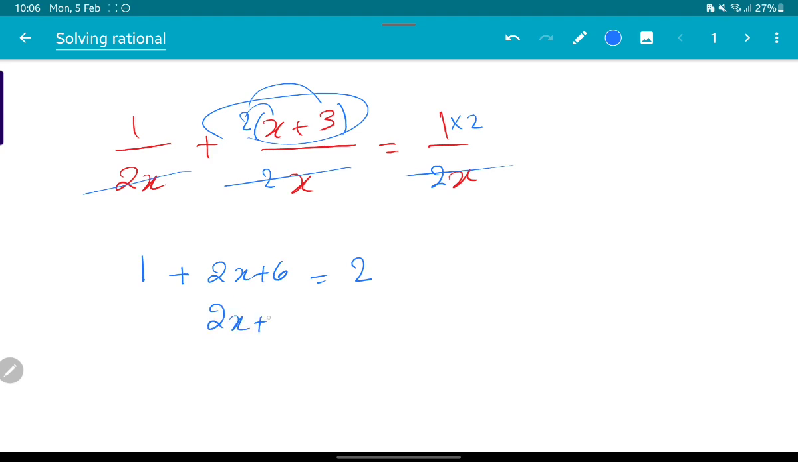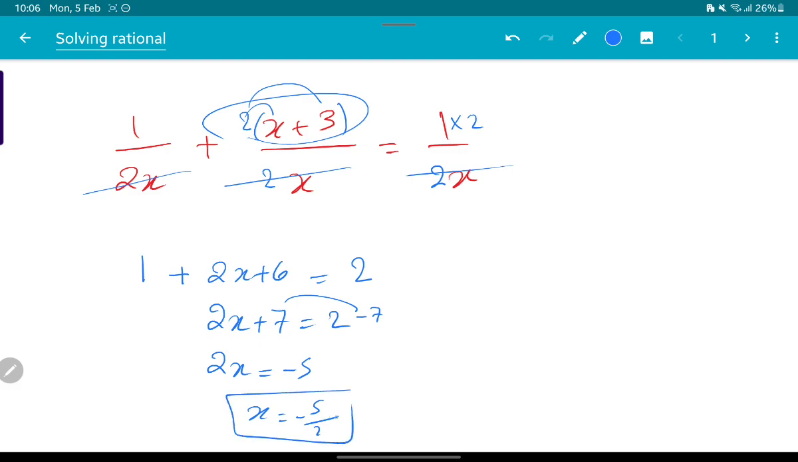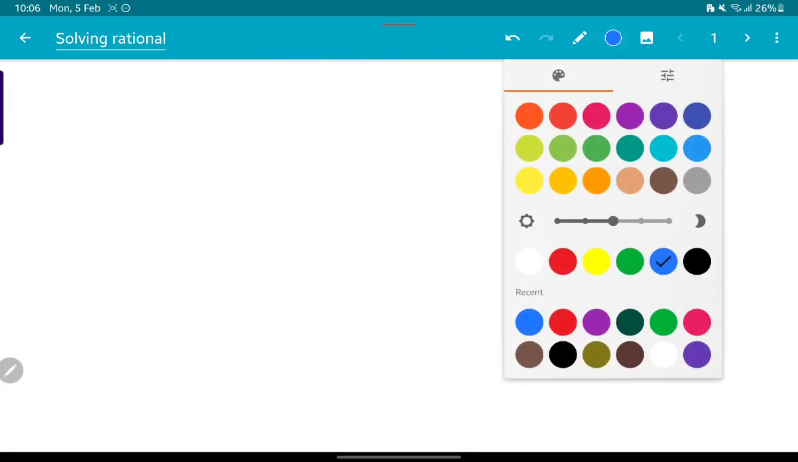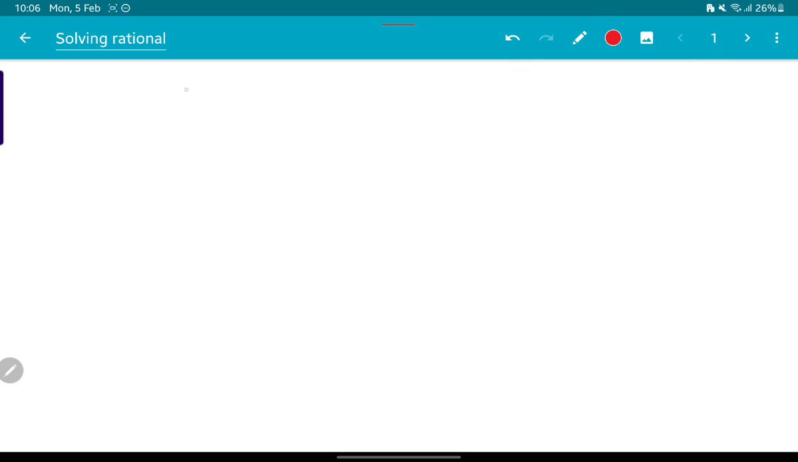This is 2x plus 7 equals 2. So 2x equals 2 minus 7, which is negative 5. So x will be negative 5 over 2. This is not one of the excluded values because the excluded value is only 0. So this is the answer. Sometimes we have questions like this.